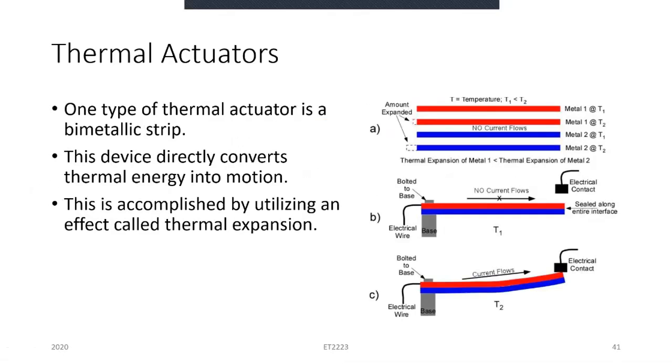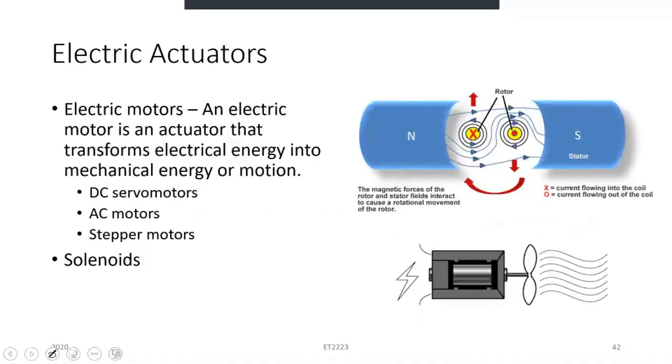For example, a thermal actuator, like a bimetallic strip: based on thermal changes, it is going to move. So there is a movement happening, and that is an actuator. Electric actuators are things like motors or solenoids. Again, they take electric energy and convert it into motion, so they are electric actuators.